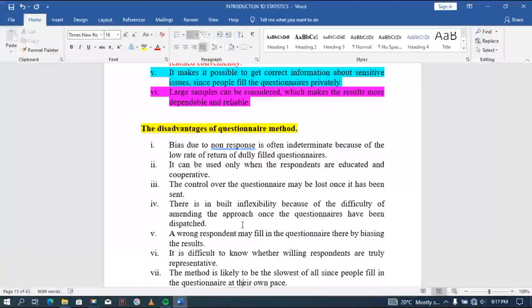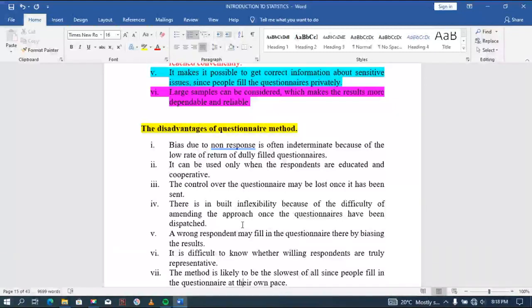Sometimes questionnaires may not give you the right answer. Someone would give wrong answers due to bias that the respondent possesses. So in case the respondent happens to be biased on the subject matter, then he will not give you the right answers. He may answer according to what he feels like answering.